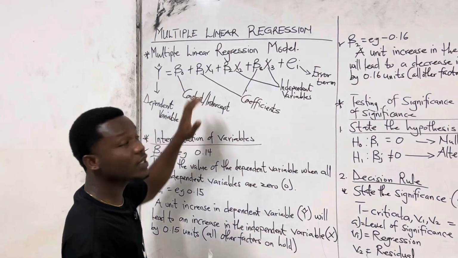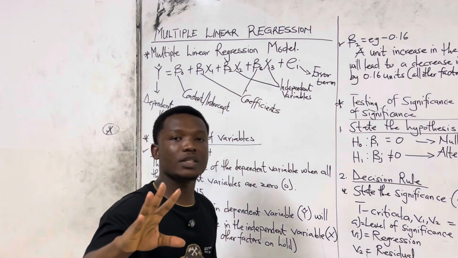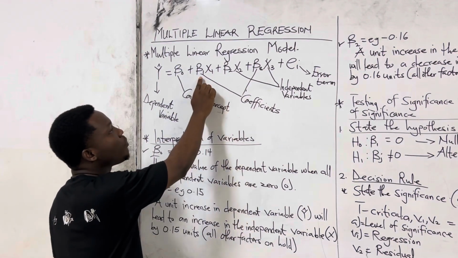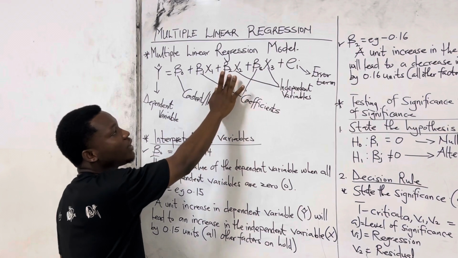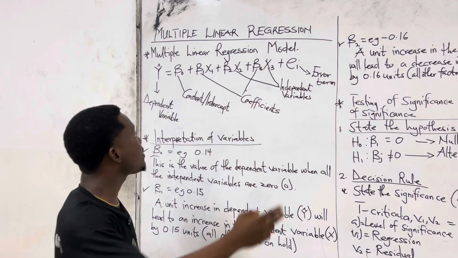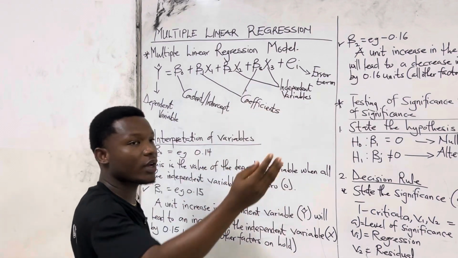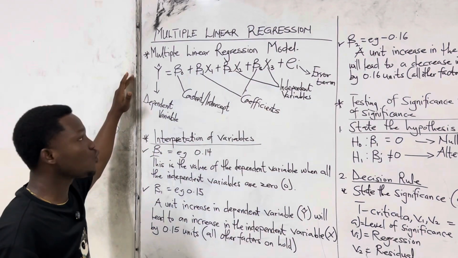The question can tell you to work on 4 things or just 2 things. So if it's 2 things, you get your beta 1 and beta 2 only. But if it's 4 things, you get beta 1, beta 2, beta 3, beta 4, and you get the x to be also 4. So this is the first thing that we have to do, this model.